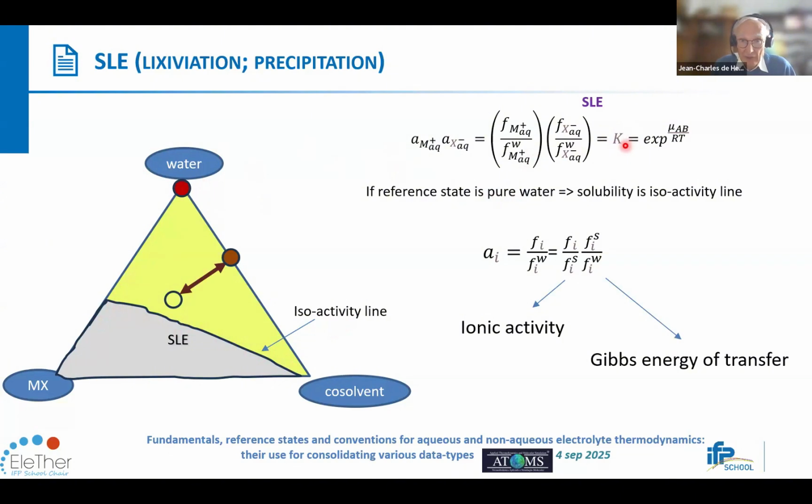If people, and that often happens, consider the activity as solvent dependent, well, in that case, you simply split this ratio into two pieces, one which is the ratio with respect to the reference state in the mixed solvent, and here you have what is generally called the ionic activity or the mean ionic activity coefficients, which is the one that is defined based on the mixed solvent reference state on the one hand, and on the other hand, you will have this ratio here, which is nothing but the Gibbs energy of transfer.